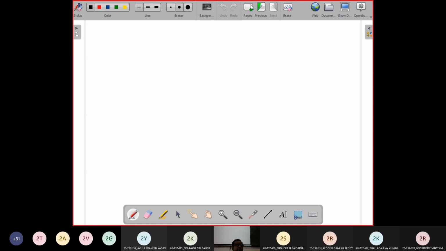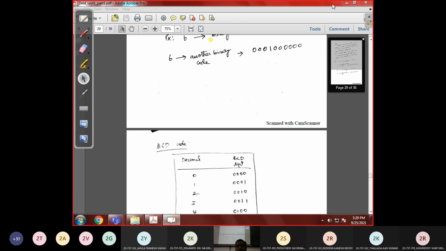So depending on the context of the problem, depending on the context of the application you want to design, you can choose a proper binary code for the given system. Okay, so that is the concept here. Whenever you want to represent information, you have to keep in mind what kind of application you are designing the system for. Based on that, you can choose the possible representation of binary code.